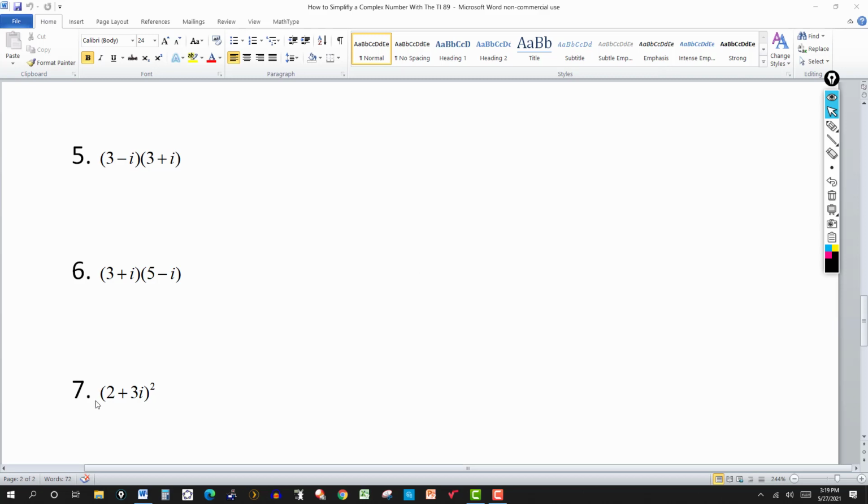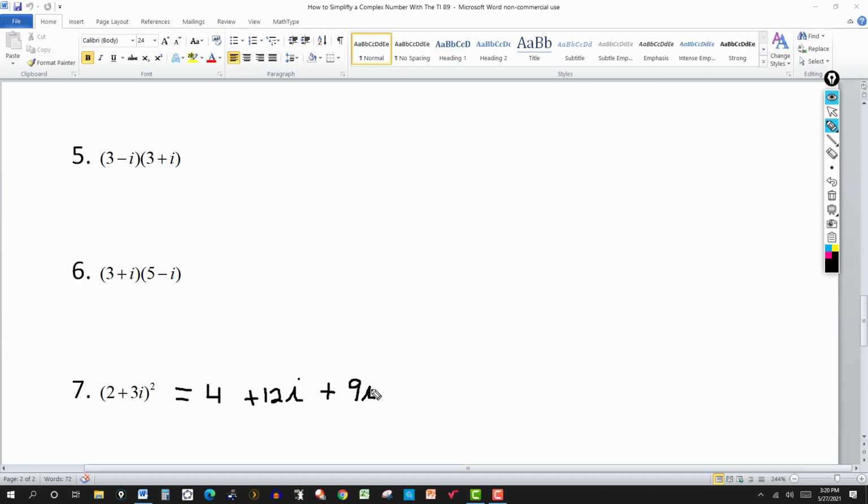And then in the last one, we have 2 plus 3i quantity squared. So you can look at this as 2 plus 3i times 2 plus 3i, two factors, or you can just use the shortcut method. It says if you have a binomial squared, it's the square of the first term, which is 4 here. And then double the product of the two terms. So you multiply these and double them. 2 times 3i is 6i, double it, that's 12i. And then square the second term, 3i squared is a plus 9i squared.